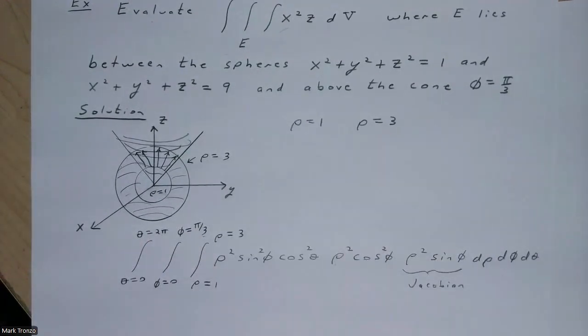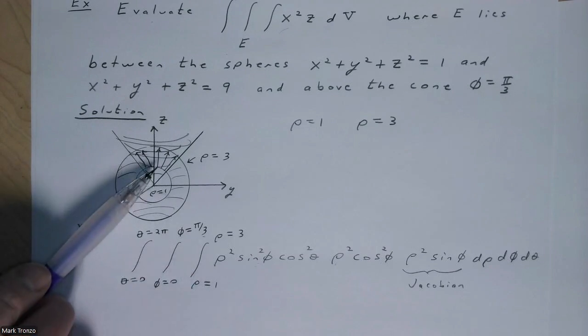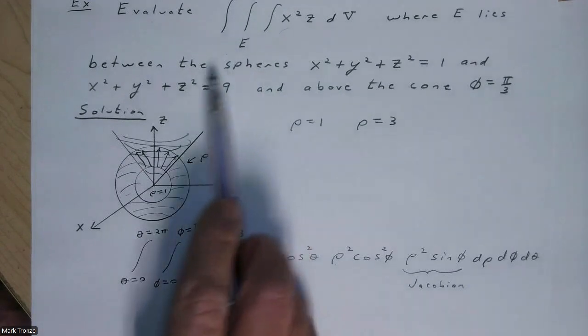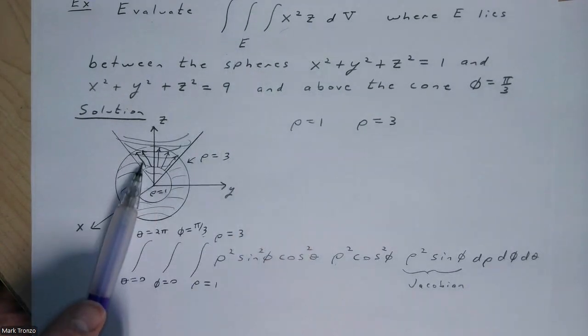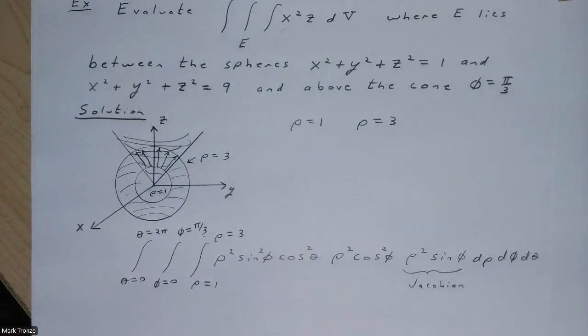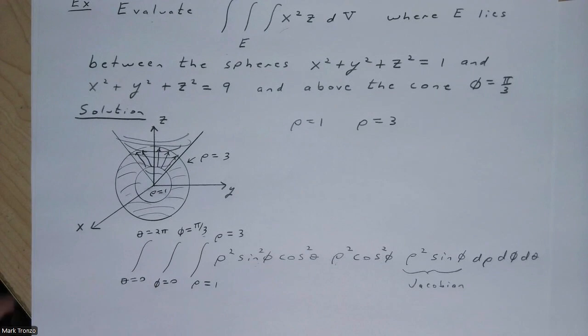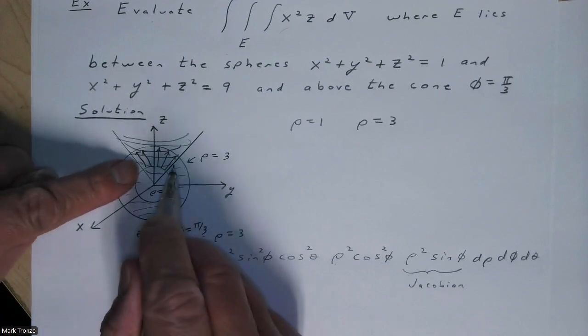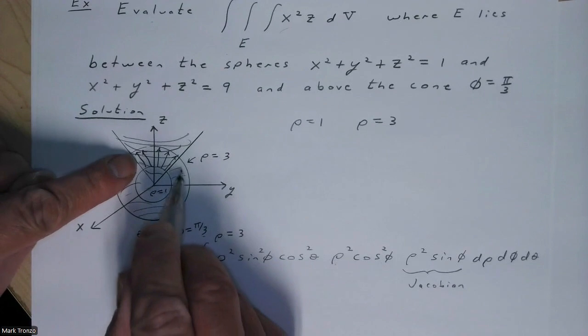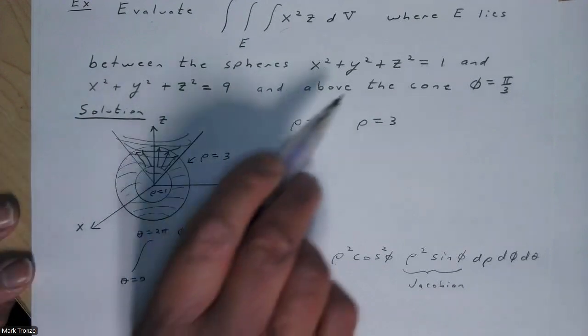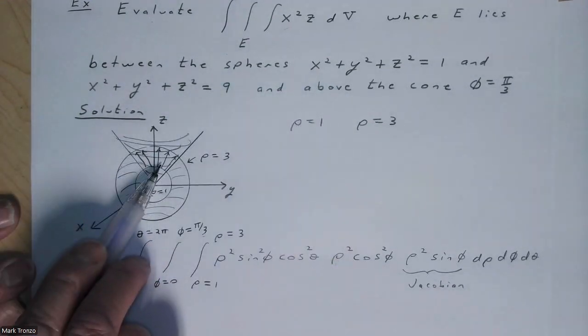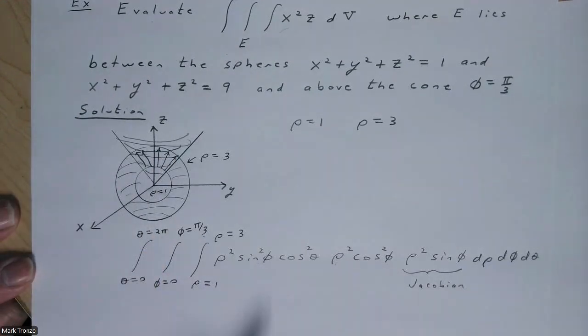It's easy to forget that, but it's a very important part. And again, get your volume. You want the volume in here between the spheres, but above the cone. In other words, if it just said between the spheres, it would be all the way around. Or if it was below the cone, it would have been like, say, just this region here, but it said above the cone. So it's going to be above the cone between the spheres.